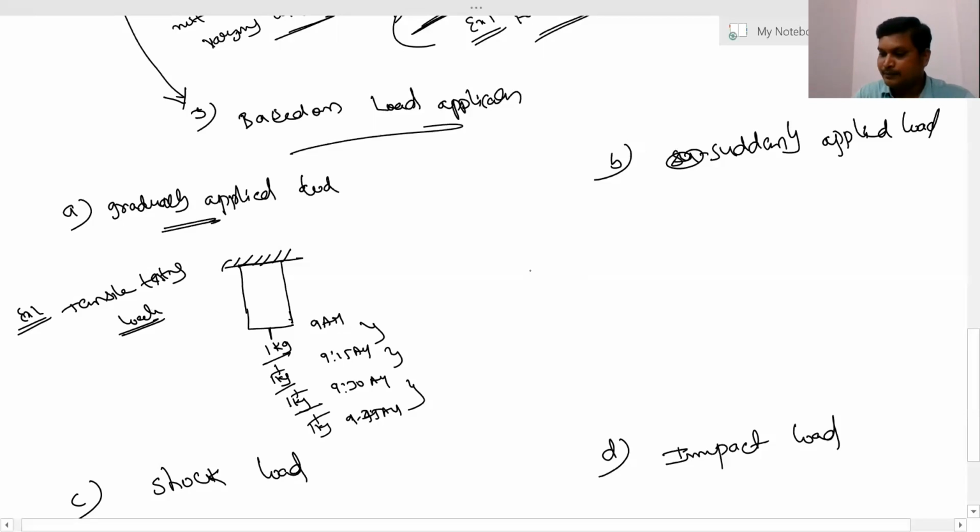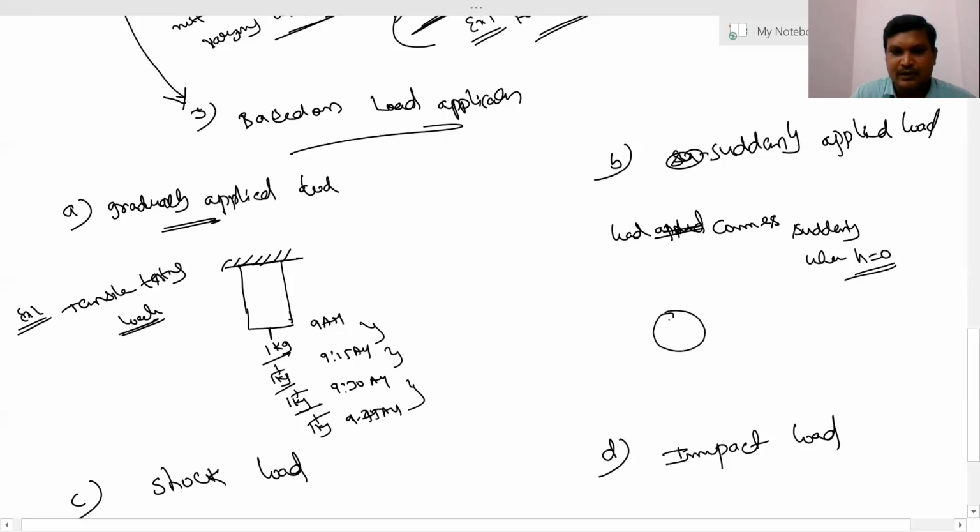Sudden load means the load is applied or comes suddenly, when h is equal to 0, height is equal to 0. An example of sudden load is a brake shoe and brake drum. This is a brake drum, and this is a brake shoe on this drum.